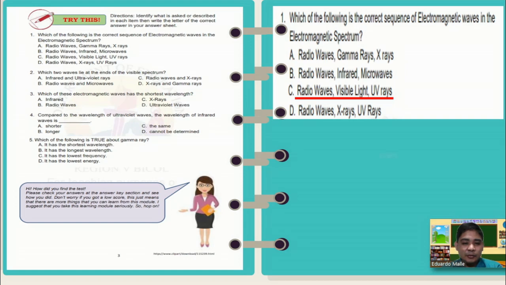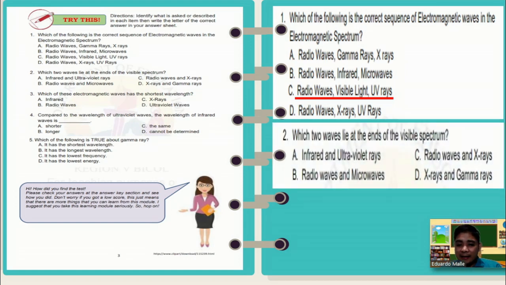Okay, let us proceed to number 2. Which two waves lie at the ends of the visible spectrum? Meaning, it is on the left and right side of the visible spectrum. Is it letter A, infrared and UV rays? Letter B, radio waves and microwaves? Letter C, radio waves and X-rays? Letter D, X-rays and gamma rays? What do you think is the answer? Okay, letter A, that is infrared and ultraviolet rays. And as we go forward with our discussion, we will learn more about why letter A is the correct answer in number 2 and why letter C is the correct answer in number 1.